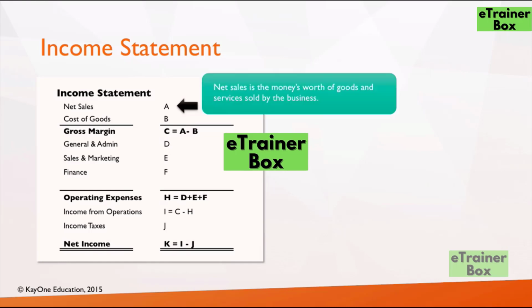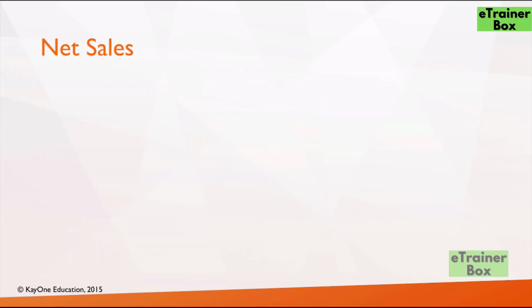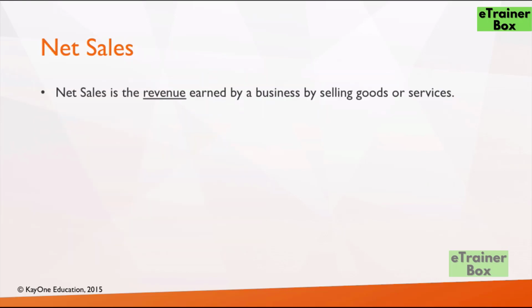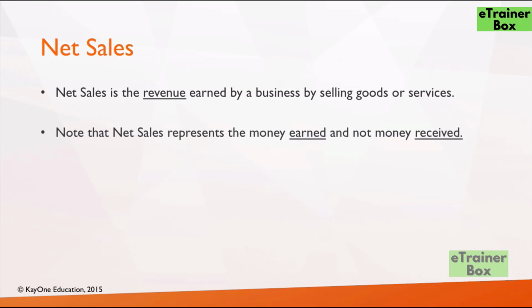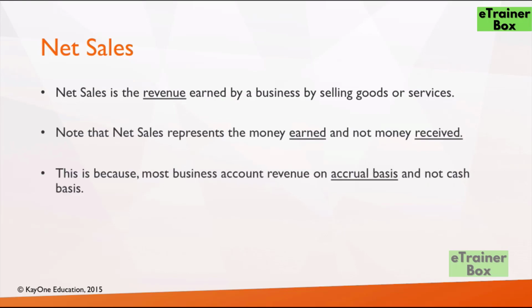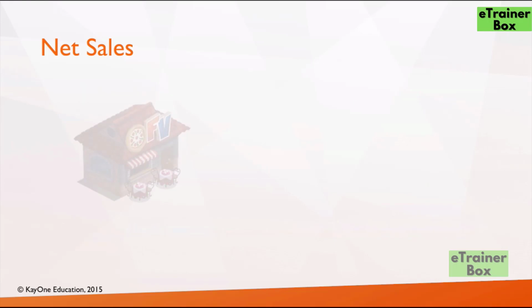The first item on the income statement is net sales. As you know by now, sales is accounted on an accrual basis, and therefore, net sales represents the money's worth of goods and services sold by the business, irrespective of whether cash has actually been received or not. Net sales, therefore, is the revenue earned by the business by selling goods and services. And it is the money earned and not the money received, because most businesses account for revenue on an accrual basis and not on cash basis.